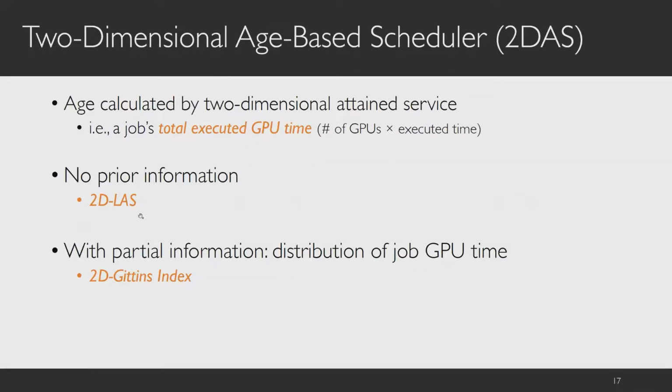So when a job comes in, you calculate the total execution time, and if you don't know anything about the job, you just use this LAS. If you know, you use the index.